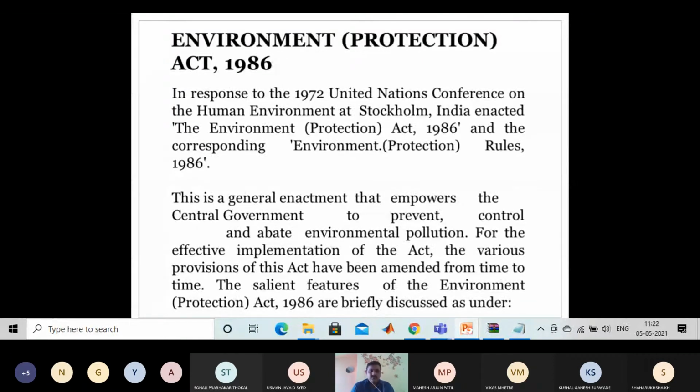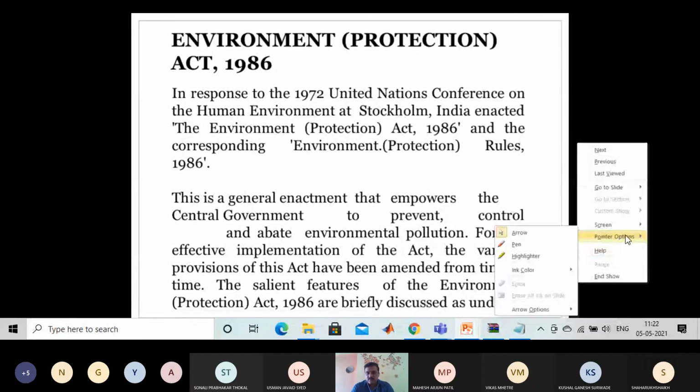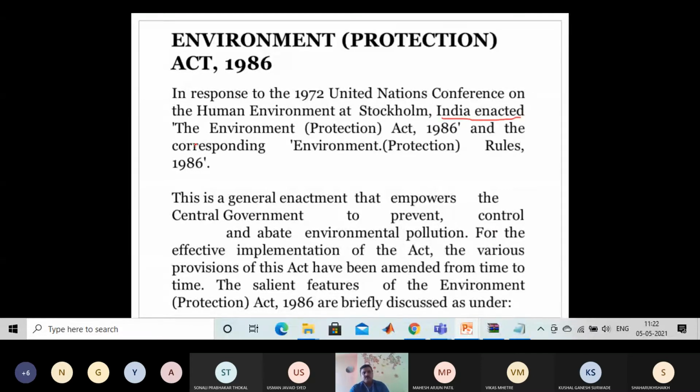Okay. Now the background of this: in response to the 1972 United Nations conference held in Stockholm, where India also participated, the Environmental Protection Act 1986 was implemented in India in 1986, though the conference happened in 1972. The major trigger was the Bhopal tragedy, when cyanide gas was emitted into the atmosphere and a large number of people died because of that. Under those circumstances, the government also thought about making strict provisions and strict rules for the environment, and under that condition the Environmental Protection Act 1986 was implemented.